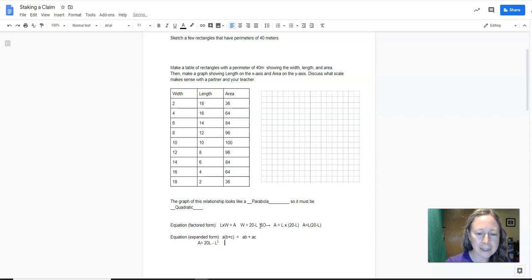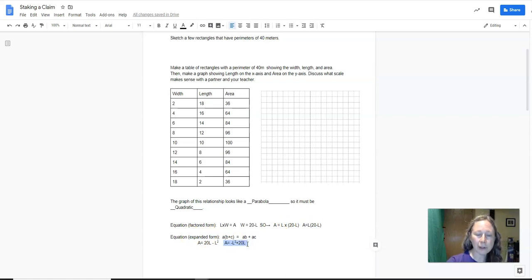And if we write it in descending order by exponent, negative L squared plus 20L. So I just switched the location of the L squared and the 20L. When you write quadratic functions, it's really common to write them in descending order by exponent. So this is the same function, and this is called expanded form. So factored form and expanded form.